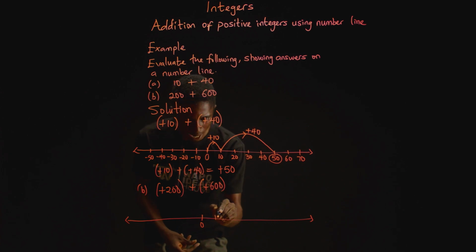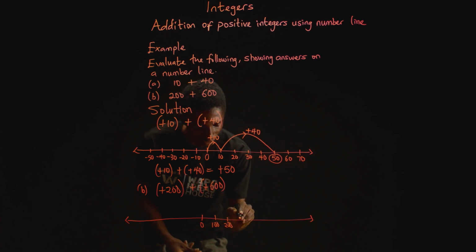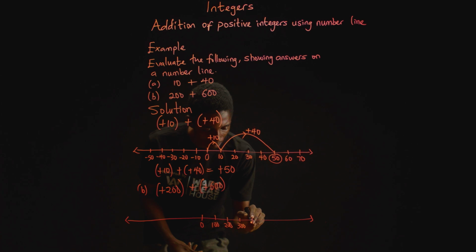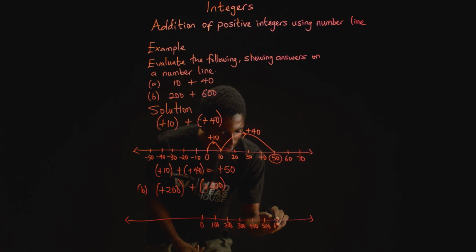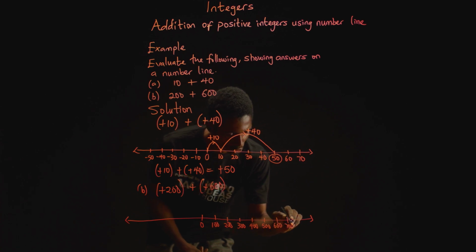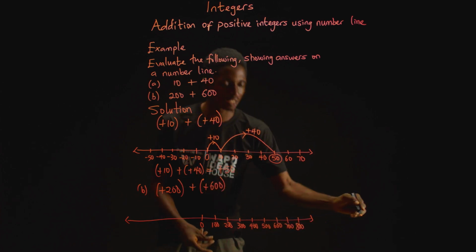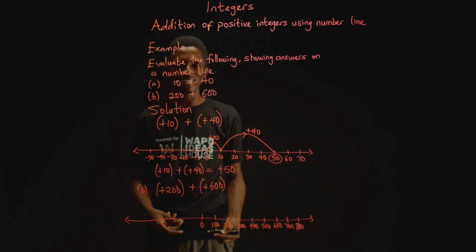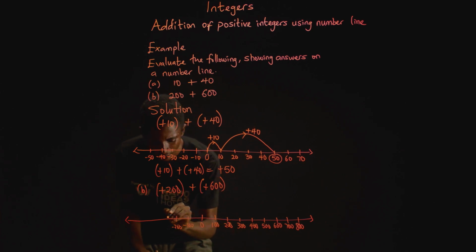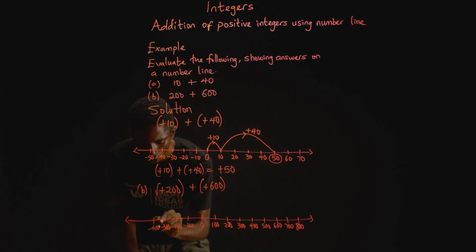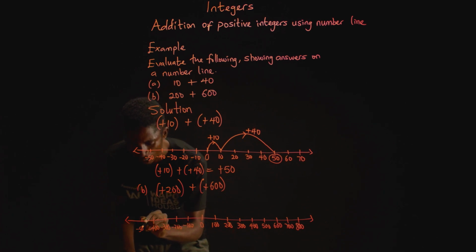So that is, my first step would be 100, followed by 200, then 300, 400, 500, 600, 700, 800, and so on. Likewise to the left side for negative integers, also in steps of 100: negative 100, negative 200, negative 300, negative 400, negative 500.